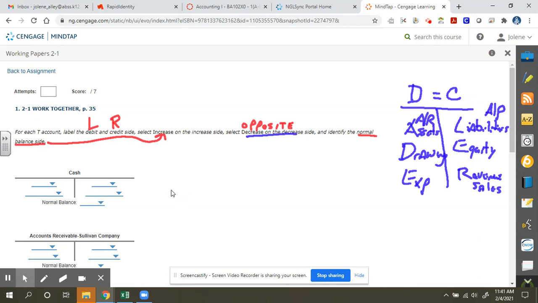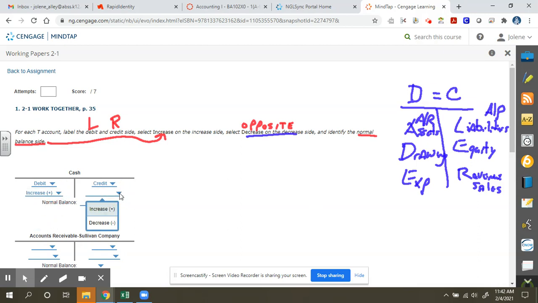Okay, so cash, this is always debit and this is always credit. Can't change that. Cash is an asset account. We own it and it has value. This tells me that it increases on the debit side.